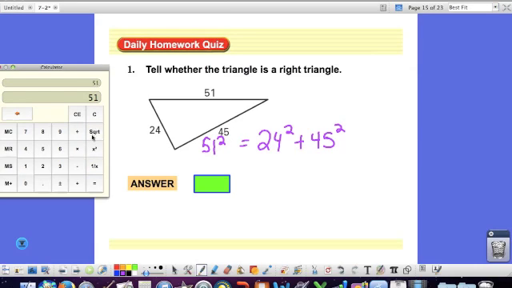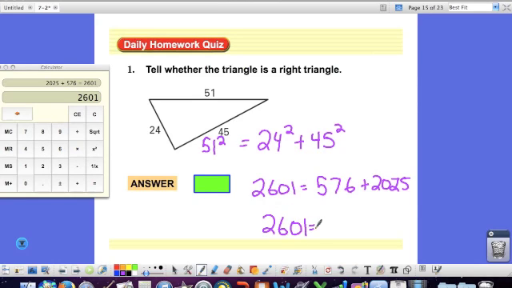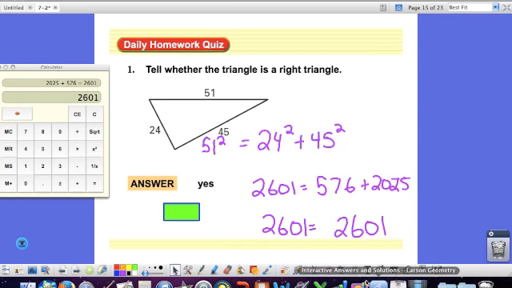So 51 squared is 2,601. 24 squared is 576, and 45 squared is 2,025. 2,025 plus 576 is 2,601. It's equal to 2,601. Since those are equal, yes, it is a right triangle.